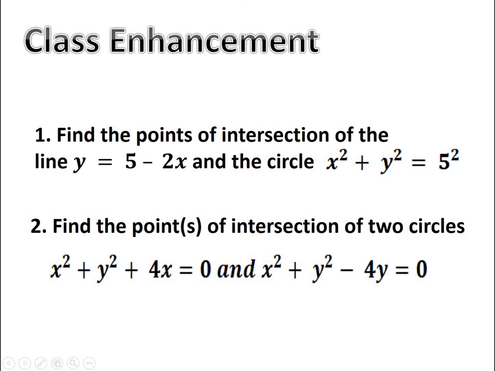So you are given here class enhancement. Number 1, find the points of intersection of the line y equals 5 minus 2x and the circle x squared plus y squared equals 5 squared. Then number 2, find the point or points of intersection of two circles x squared plus y squared plus 4x equals 0 and x squared plus y squared minus 4y equals 0.